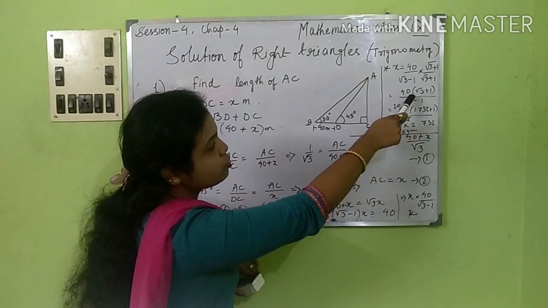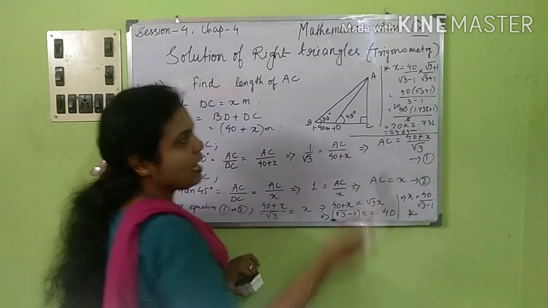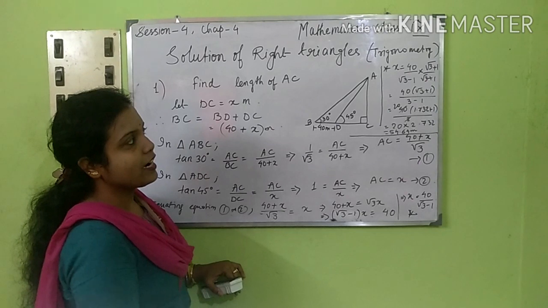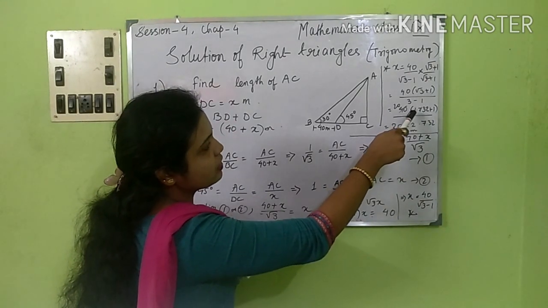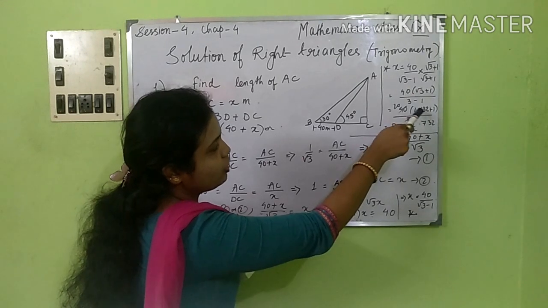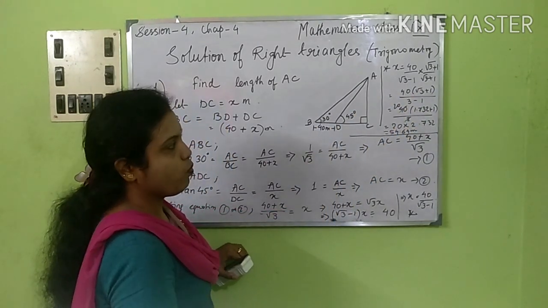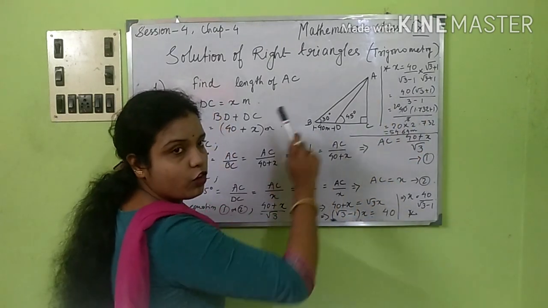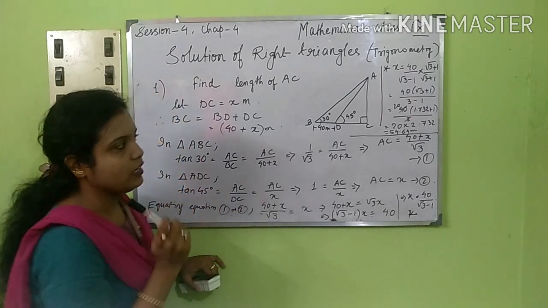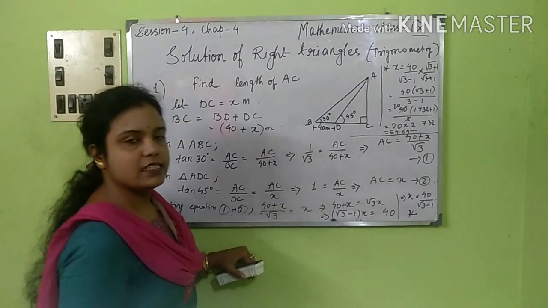So 40 into root 3 plus 1 whole divided by, you know, a minus b, a plus b formula. So you are getting 3 minus 1. So at last you are getting 40 by 2 into root 3's value, 1.732 plus 1. So this comes 2.732, and 40 by 2 we are cancelling, we are getting 20. So 20 into 2.732 we are getting 54.64 meter.